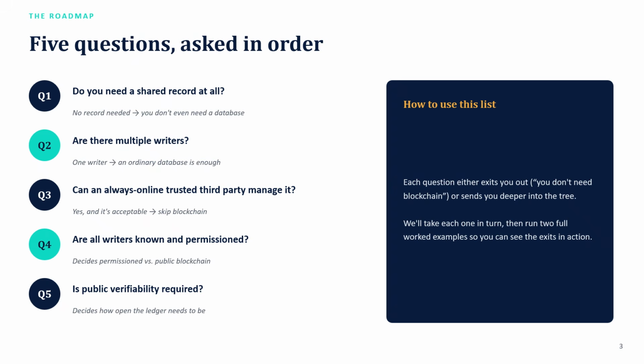Here are all 5 upfront, so you have the map before we walk it. Notice the pattern. At almost every question there is an exit ramp, a no. That means you don't need blockchain and you can stop right there. That's the point of the framework. It is not just trying to justify blockchain. It's trying to find the cheapest correct answer.